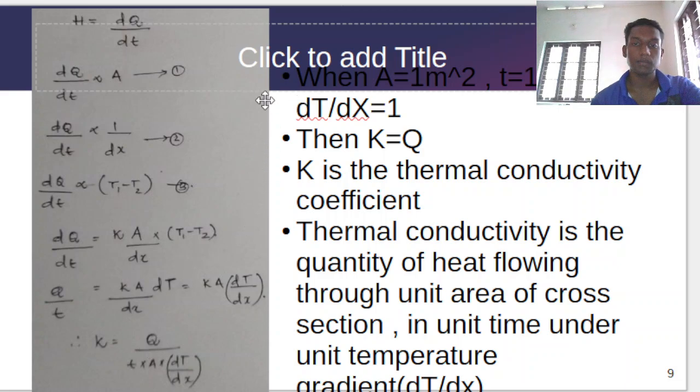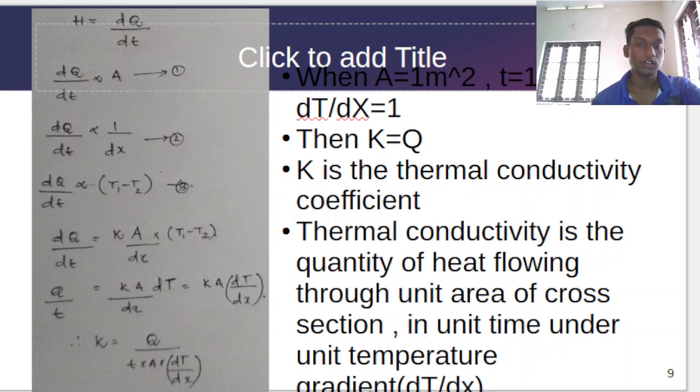And we are applying a situation, that is when A is equal to 1 meter square, that is the area is unit cross section, and the time is 1 second and the temperature gradient is 1, then K will be equal to Q. So we can define the thermal conductivity, or K, as the heat flowing through a unit area of cross section in unit time under a unit temperature gradient. I hope all of you have understood this topic.